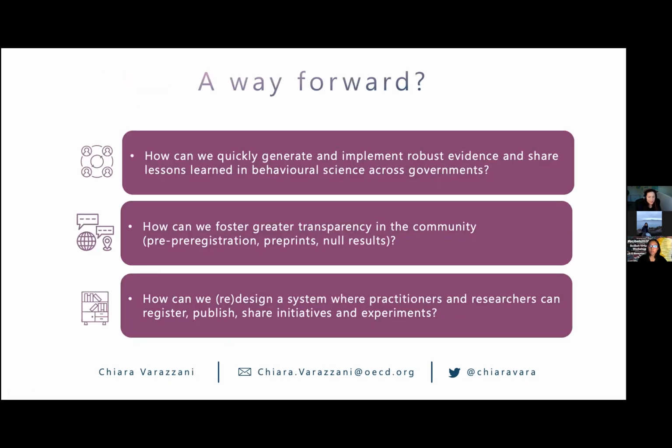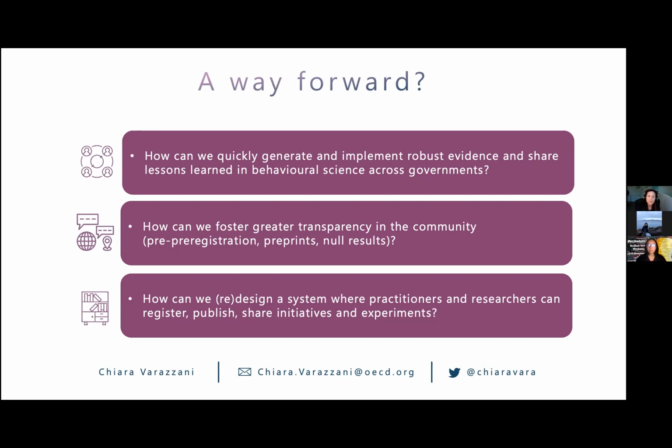So just to open a discussion here a bit, as you can see, I have only questions and I don't have solutions. But what I would like to explore with you is things like how can we quickly generate and implement robust evidence and share lessons learned in behavioral science across governments. So not only in one single government, but really trying not to reinvent the wheel and to share the evidence across multiple jurisdictions and governments.